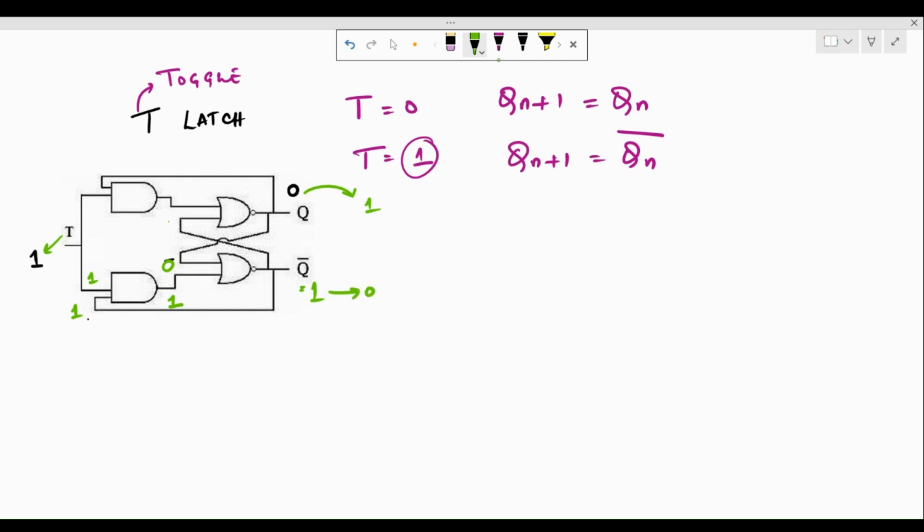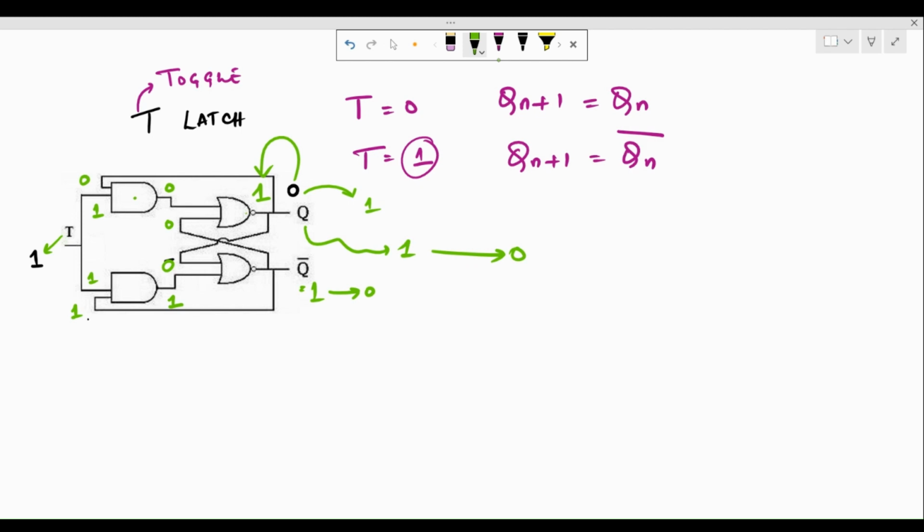Now this 0 travels up, and the 0 at Q would be fed back here, and the T is 1. So the output of this AND gate is 0. The input to this NOR gate is 0, 0. Therefore, the output is going to be 1. So we see that 0 has toggled to 1. We can see that if the Q was 1, it would toggle to 0, provided the T input is high. If the T input is 0, then Q will remain at 0 if it was already 0, or it would remain at 1 if it was already 1.